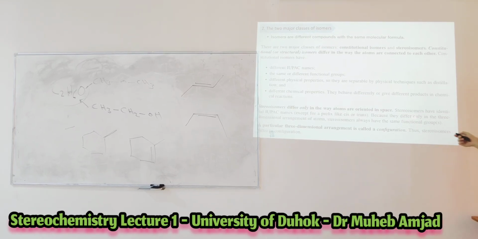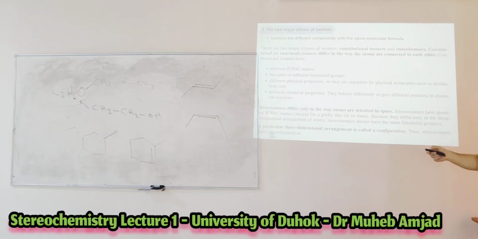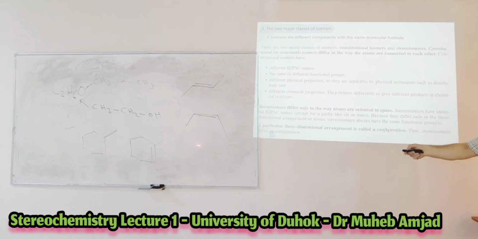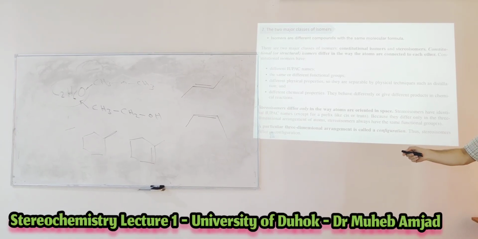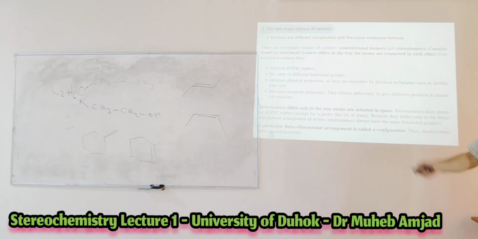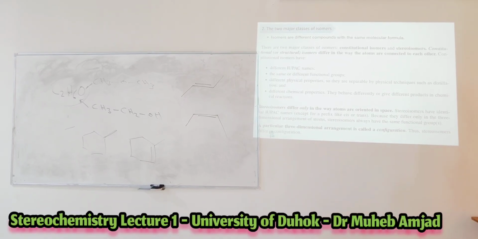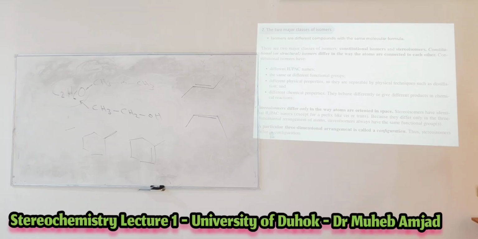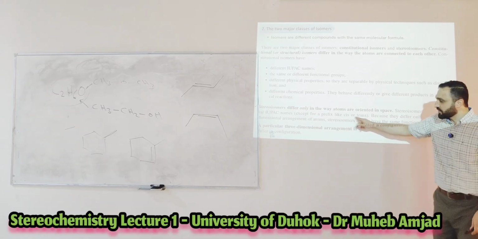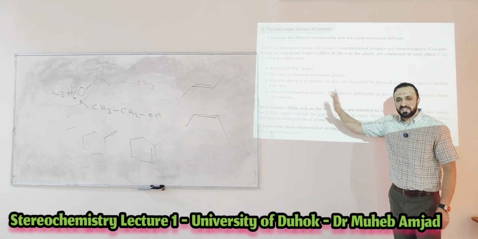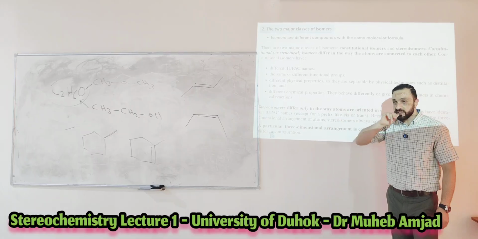So stereoisomers have identical IUPAC names. Cis and trans differ only in the position of the groups. They have identical names, except for the prefix like cis and trans. Always ignore the cis and trans, ignore the cis and look at the name.